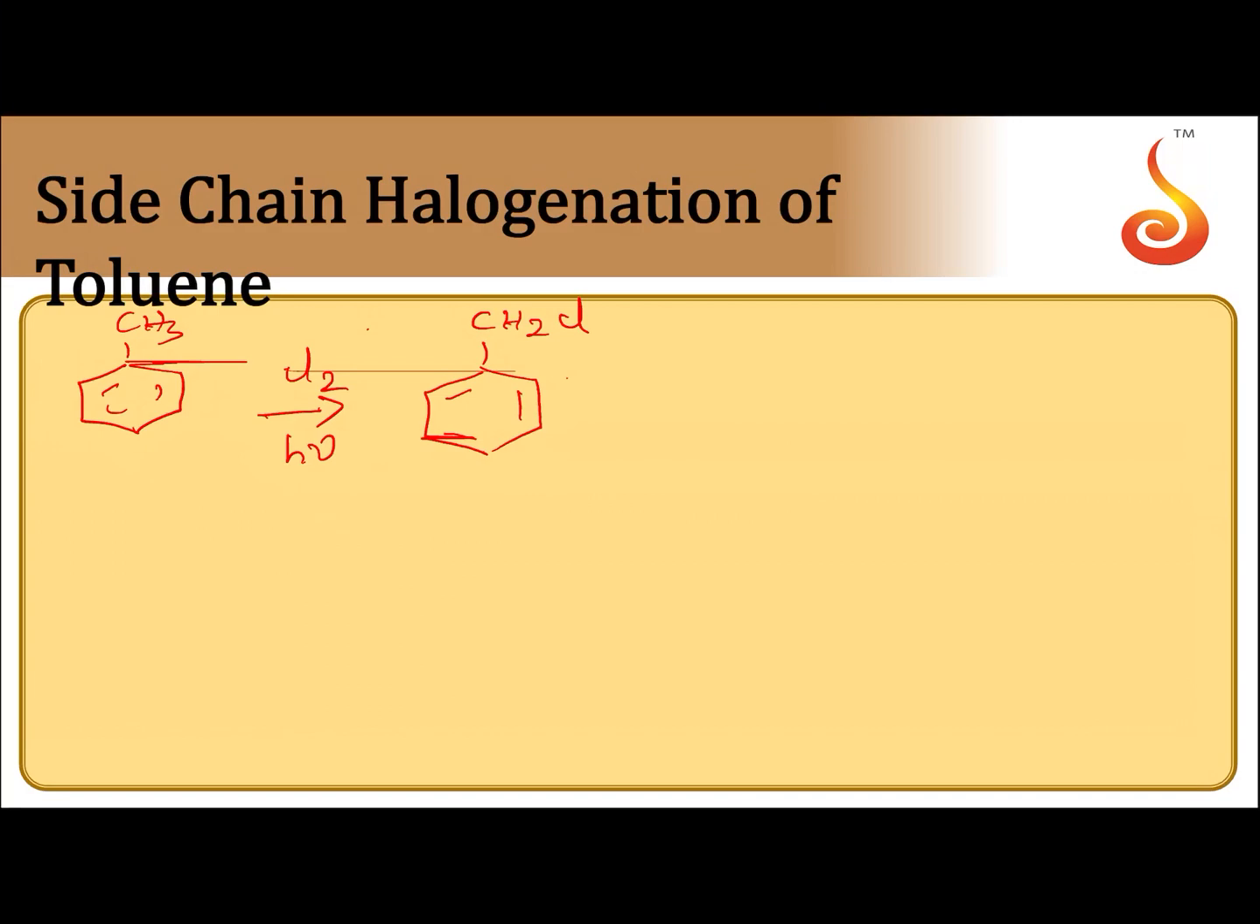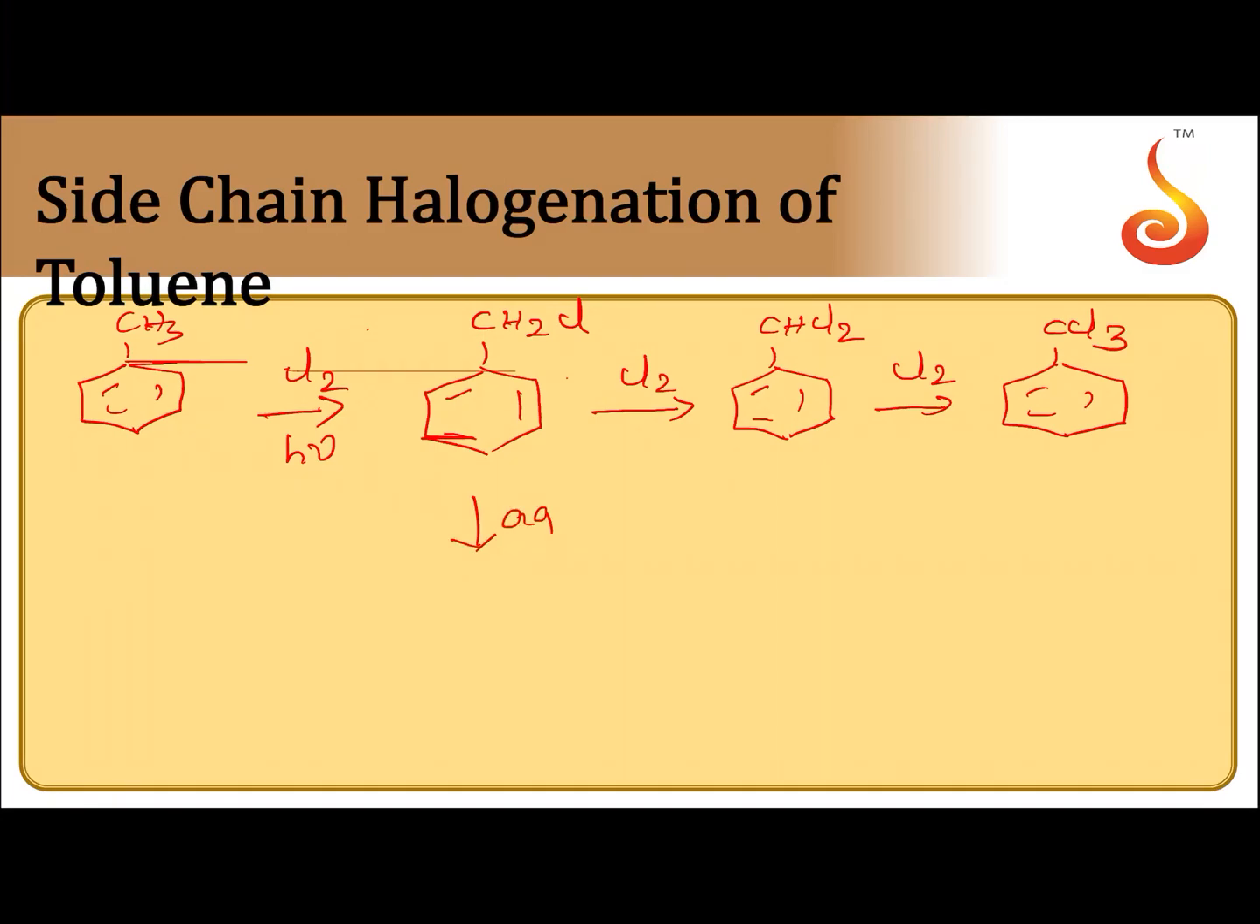You will get benzyl chloride, which again further reacts with chlorine because it's a free radical reaction, which is a chain reaction. Benzyl chloride will be converted to benzal chloride, which again reacts with chlorine to form benzotrichloride, CCl3.